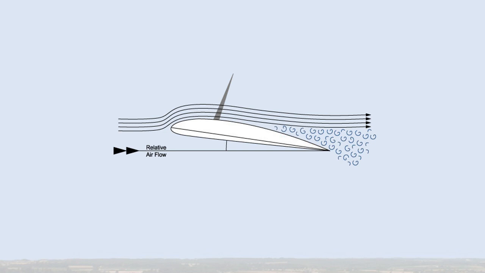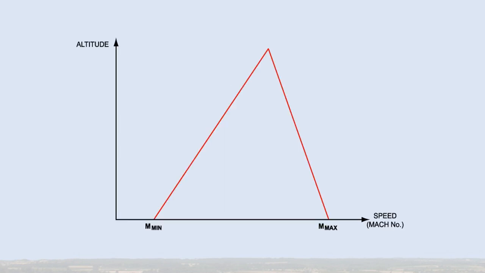Flying faster than this speed may cause a high-speed shock stall, and in an aeroplane whose wings are not designed to overcome such effects, this could be quite catastrophic. The Mach number for the high-speed buffet decreases with altitude as shown. This speed is commonly abbreviated to M-max.